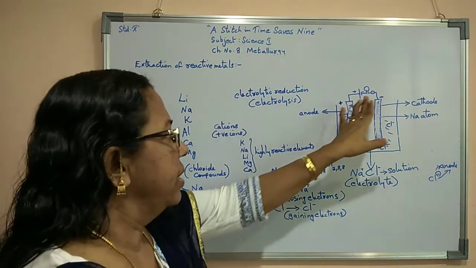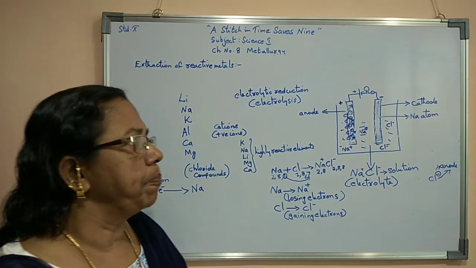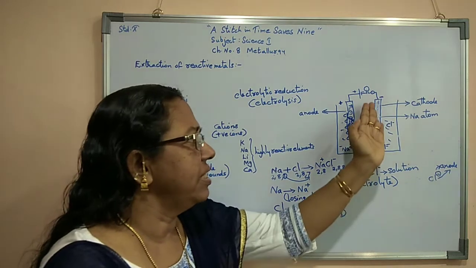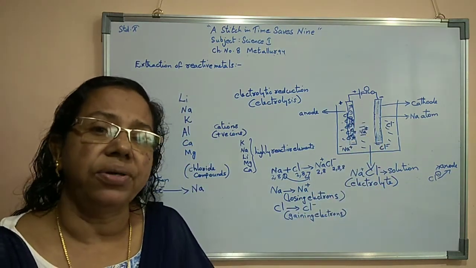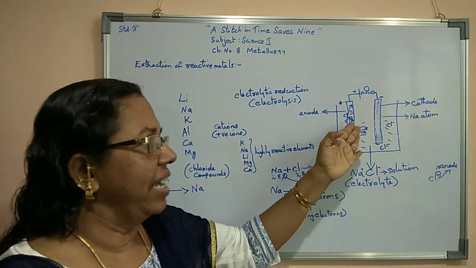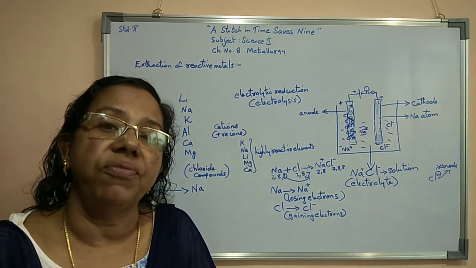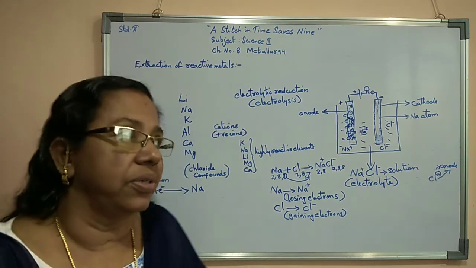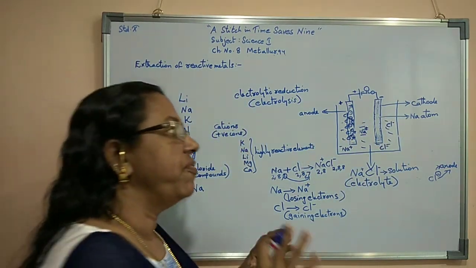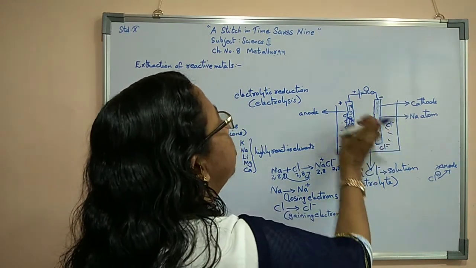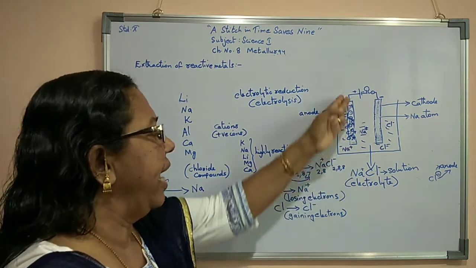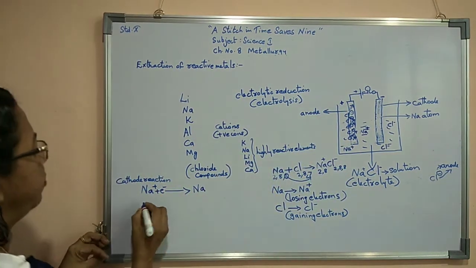Then on the cathode as well as the anode, ions reach, but in the form of ions they cannot collect here. The deposition of sodium as well as chlorine is taking place in the form of atoms, not in the form of ions. Ions will reach here, but ions transform to atoms, and in the form of atoms they collect on the cathode as well as on the anode. Now at the anode, which reaction is taking place, that we will see.